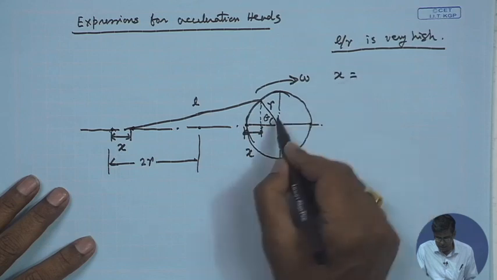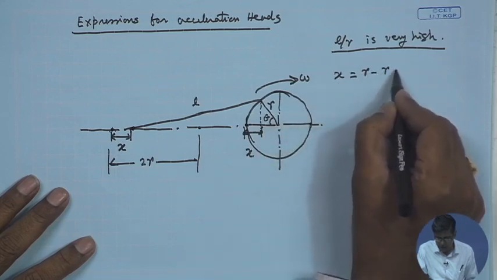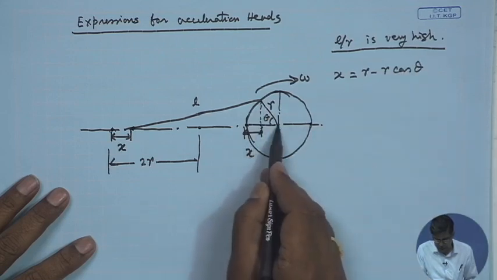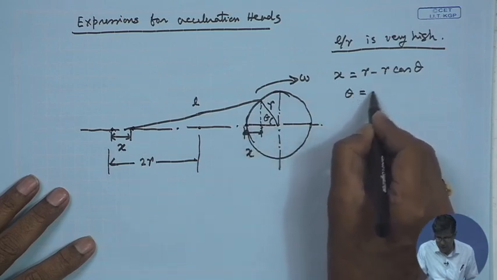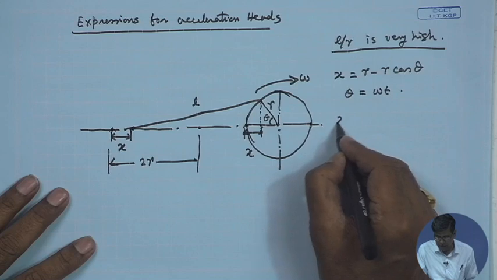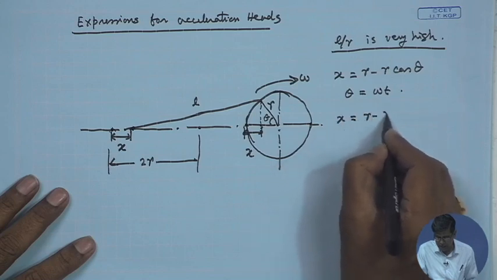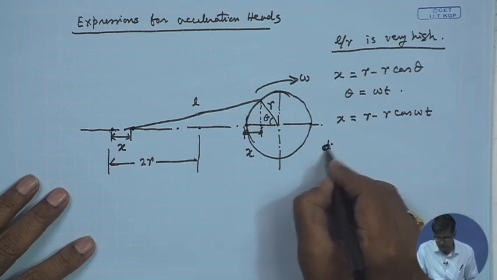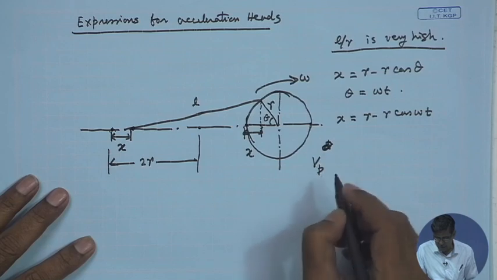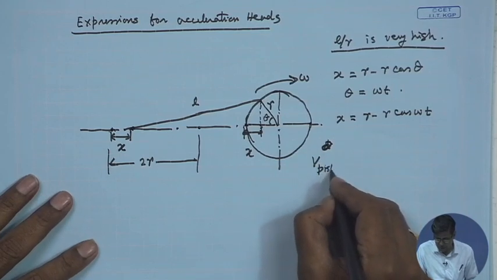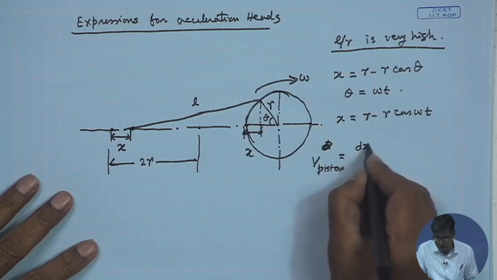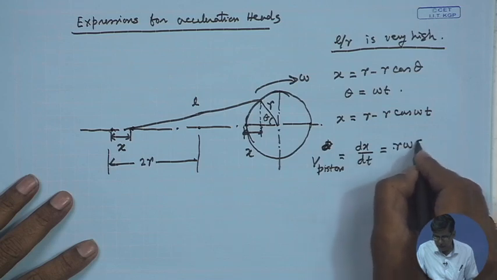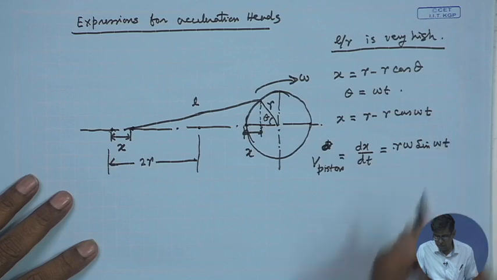So, this x can be written from here as r minus r cos theta. This is r cos theta and this is r, and theta is the angle for the constant angular velocity omega t. So, x is equal to r minus r cos omega t. Now, to find the velocity of the piston, velocity of the piston is equal to dx/dt, which is r omega sin omega t. Very simple.